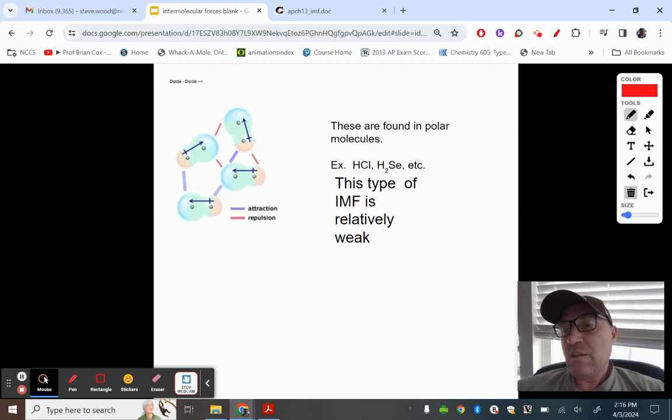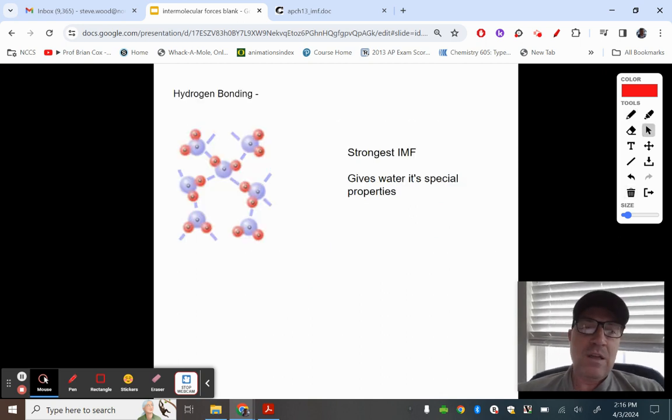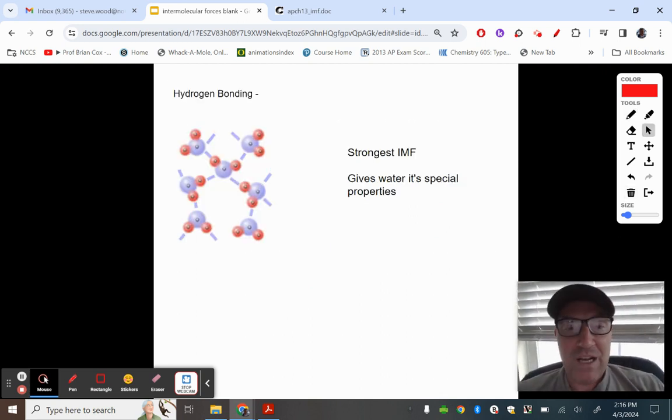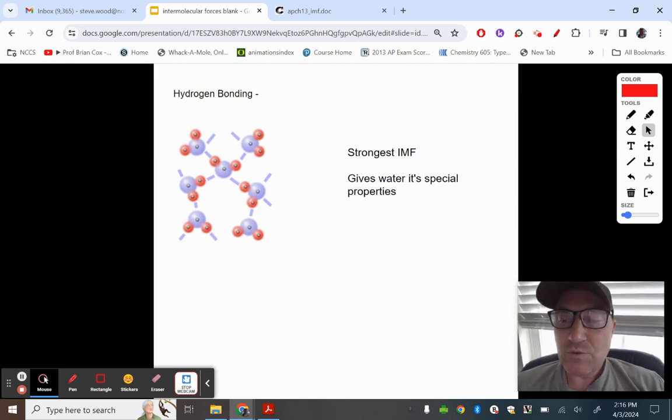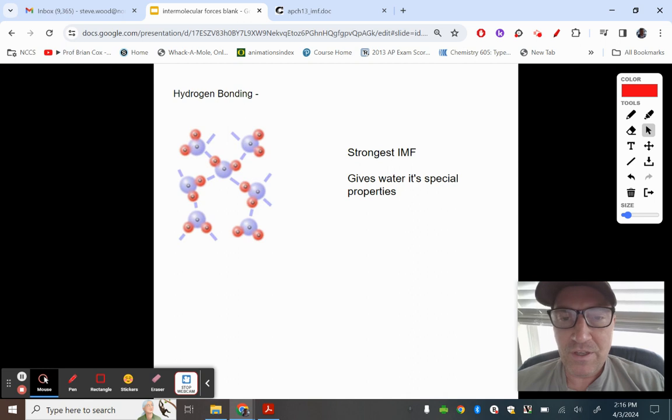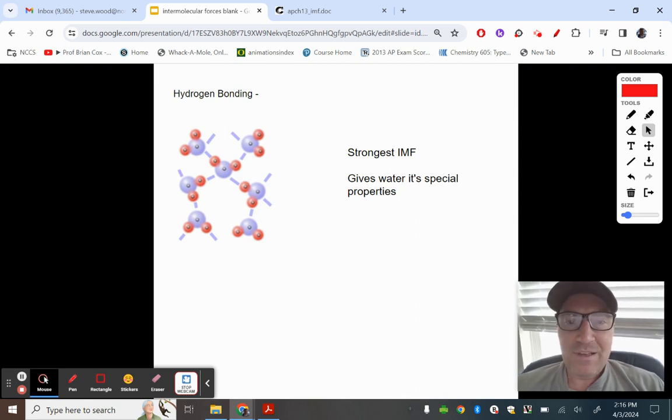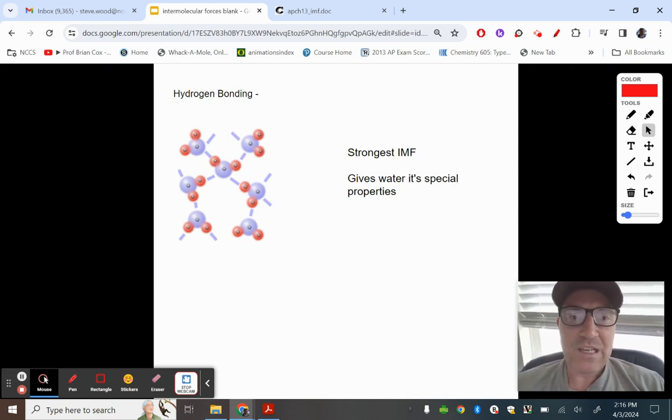All right, now let's go back. Speaking of hydrogen bonding, this happens to be the strongest of the intermolecular forces, but it is nowhere near as strong as an intramolecular force like an ionic bond or metallic bond. So this is still relatively weak, but it's the strongest of the weak.